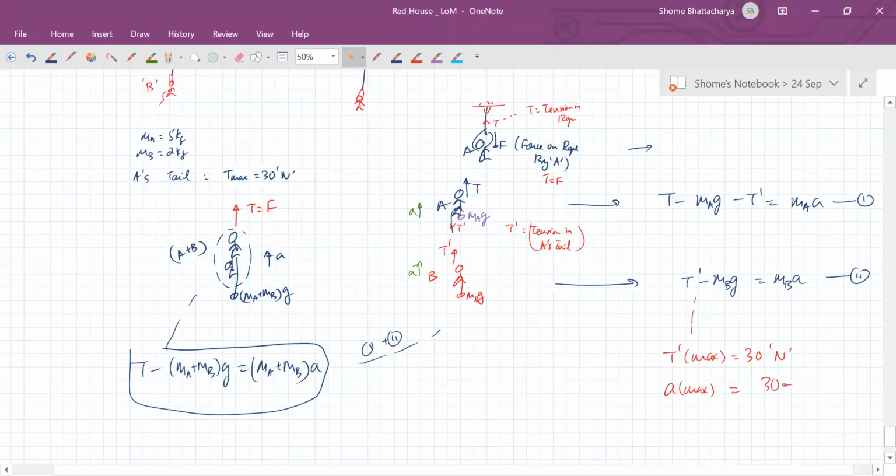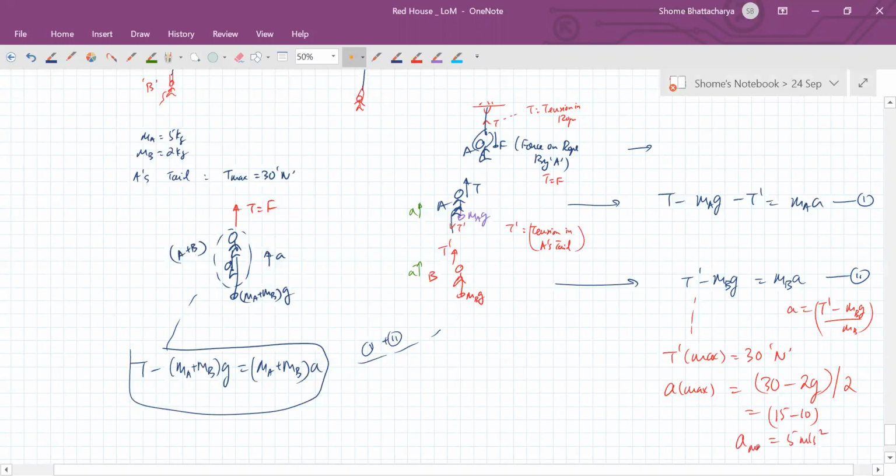It is 30 minus 2g divided by mass of B, which is 2. So this A from here is T prime minus weight divided by mass. So इसका जो maximum value है वो इतना है. So it is 15 minus 10, okay, of 5 meters per second square.